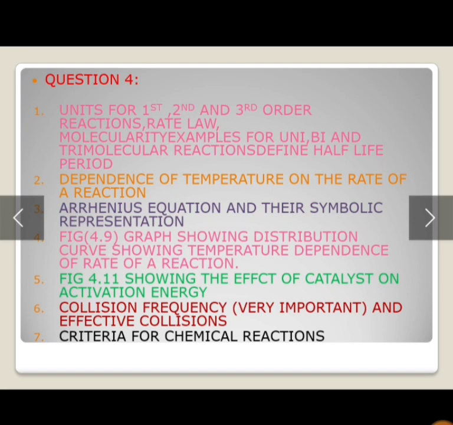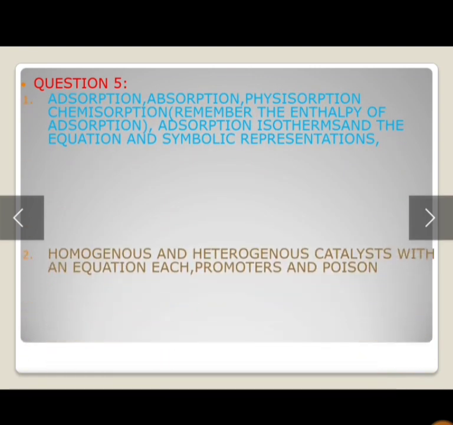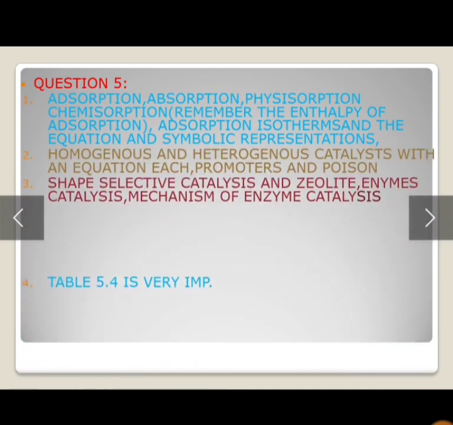Next comes the very important question, collision frequency. They will ask the question, what is collision frequency and effective collisions. Simultaneously, they might ask what are the criteria for chemical reactions, and they will ask the factors responsible for effective collisions. You have it in your textbook. Go through that. Question number 5 would be from surface chemistry.